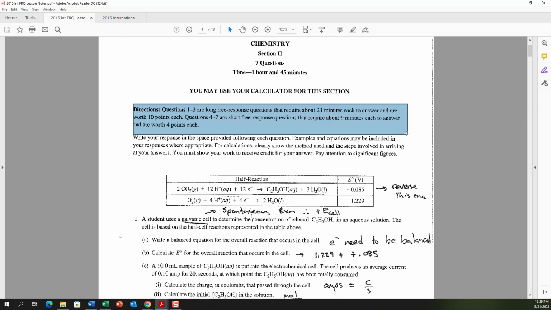When you get to 4, 5, 6, and 7, you're going to notice that there are a lot shorter questions, maybe 2, 3, or even 4 prompts, but each one of those questions is only worth 4 points apiece. They tell you to budget only about 9 minutes. So hopefully you brought your stopwatch with you to the test and you're keeping track, saying, okay, I've spent too much time on question 1, I've got to move on to question 2.